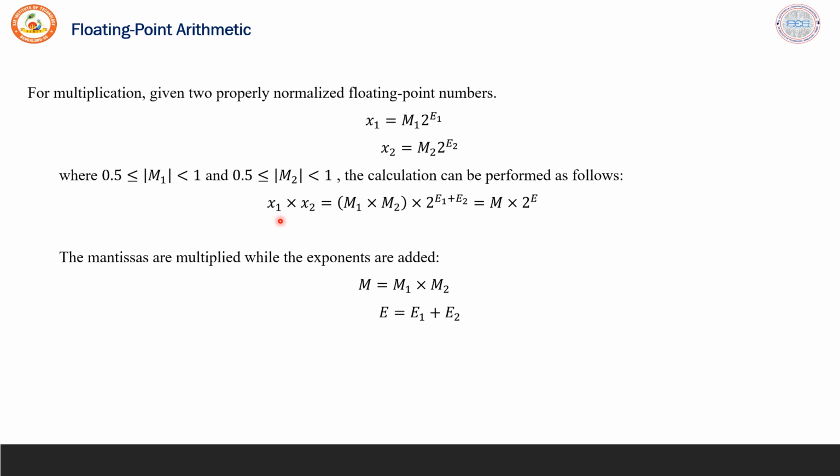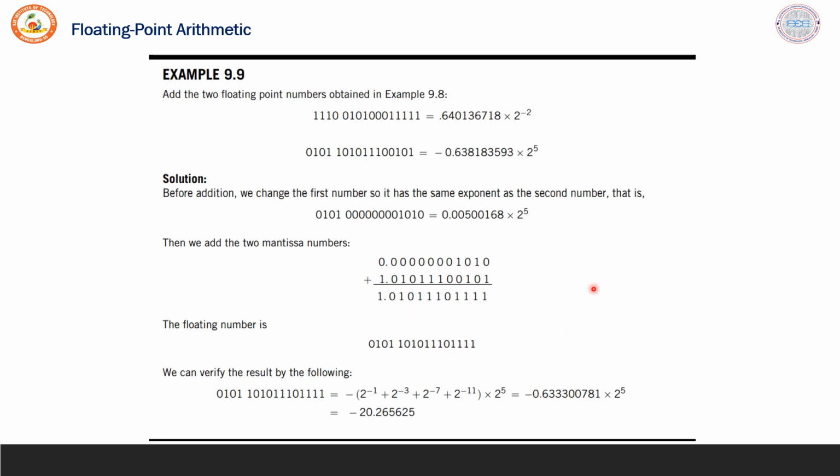The result is x1 into x2. We multiply the respective magnitudes and we add the exponents. So this is how we perform the operation, and the result may be expressed as m times 2 to the power of e. Here we have shown individually m is obtained by multiplying m1 and m2, e is obtained by adding the exponents e1 plus e2.